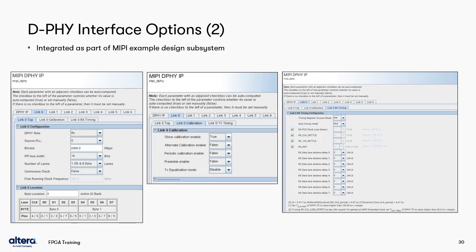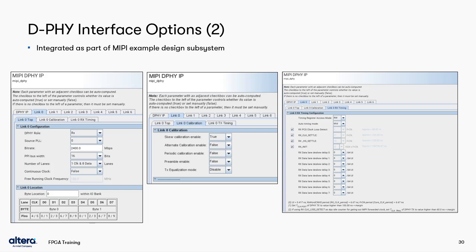After the DPHY IP tab, you see 7 link tabs for link 0 to link 6. Use these tabs to configure each of the DPHY interfaces that will be used in a single I/O bank. Remember, we learned that each DPHY link is either receive or transmit, and that a maximum of 7 MIPI interfaces are supported in one I/O bank.